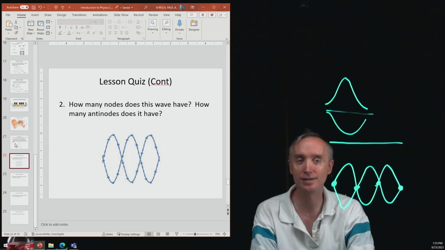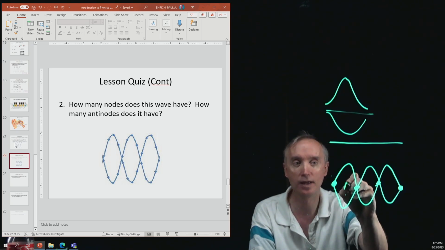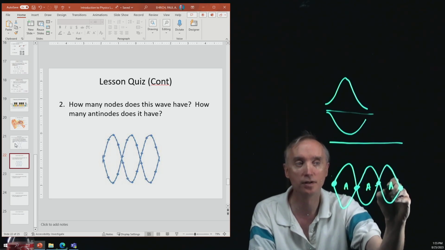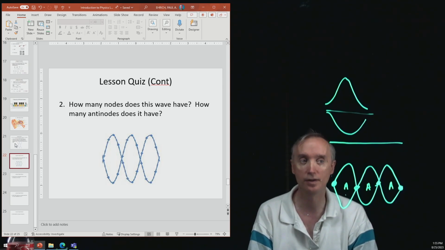Okay, how many antinodes does it have? So that's going to be where it has its maximum, and so that's going to be an antinode here, and one here, and one here. So this one's going to have 4 nodes, and then it's going to have 3 antinodes.